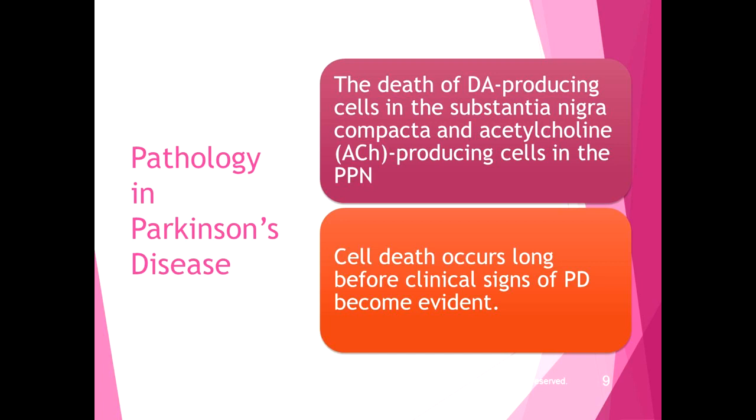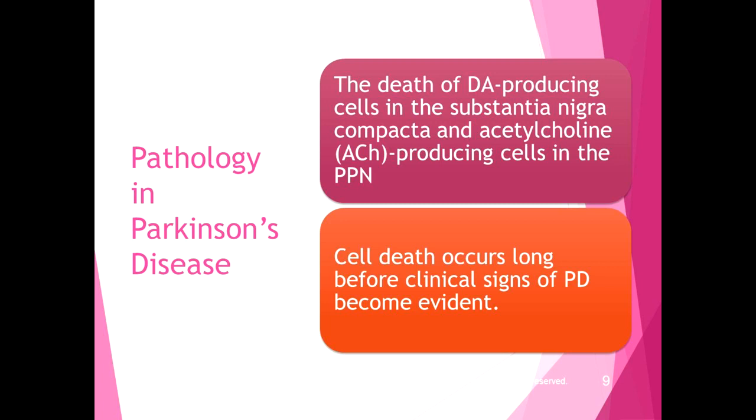The pathology in Parkinson's is the death of those dopamine-producing cells in the substantia nigra pars compacta, and also acetylcholine-producing cells in the pedunculopontine nucleus. So it's not just dopamine, it's dopamine and acetylcholine. But the cell death occurs long before the clinical signs of Parkinson's become evident. So by the time you see clinical signs of Parkinson's, 80% of the dopamine-producing cells have died off. So it's a long, slow progression.